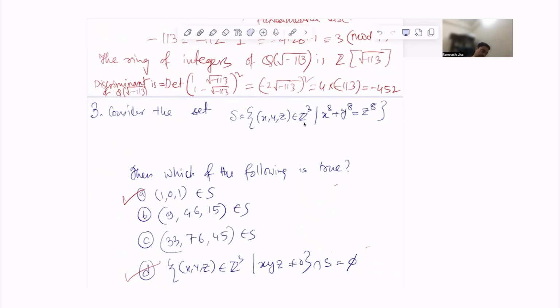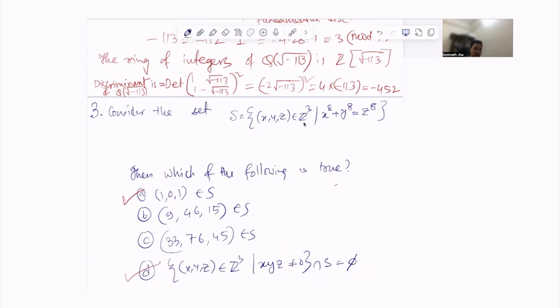the solution in Z cubed with x, y, z not equal to 0. The intersection with S is empty, that means there is no solution with x, y, z all non-zero. Every solution has x, y, z equal to 0. So clearly the first one is true. And so is the last one. This is why the last one is true.